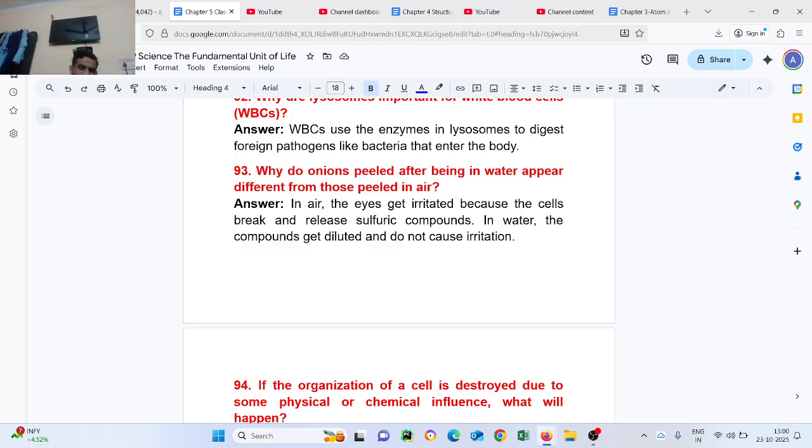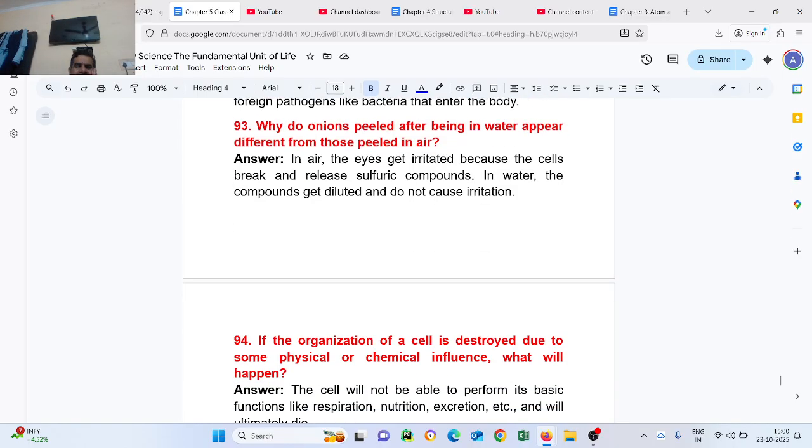Question number 93. Why do onion peels after being in water appear different from those peeled in air? In air, the eyes get irritated because the cells break and release sulfuric compounds. In water, the compounds get diluted and do not cause irritation.